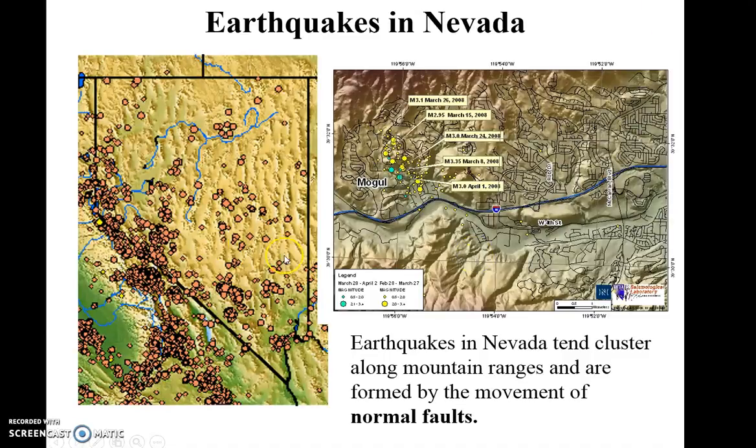Just by looking at the topography of the state of Nevada, there's a lot of mountain ranges that run vertically from north to south. Now, along those mountain ranges, there's a fault for each one, and we call that basin and range. And the types of faults that were creating these clusters of earthquakes, we refer to as normal faults.